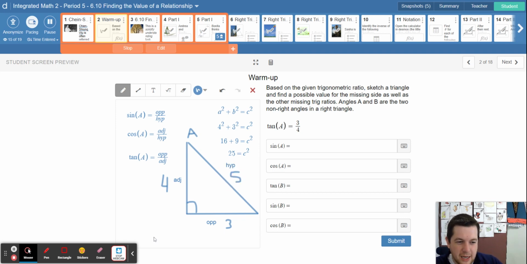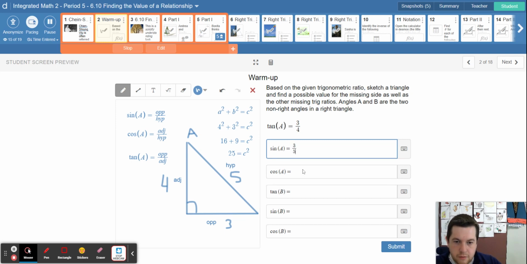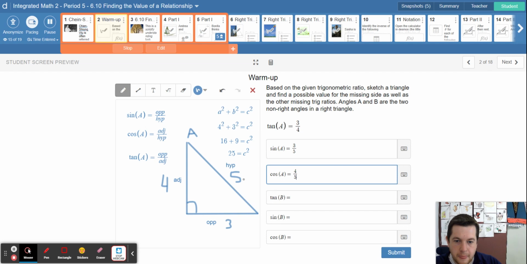Now I have all my side lengths. And so to get my different ratios, I have my sine of A. Sine is opposite over hypotenuse, so it'll be 3 over 5, since 3 is the opposite side and the hypotenuse is 5. My cosine would be the adjacent over the hypotenuse, 4 over 5.